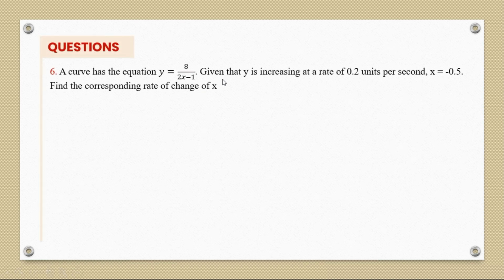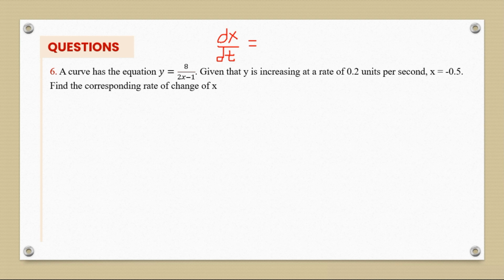Alright, so next let's move to question number 6. We're being told that a curve has the equation y is equal to 8 over 2x minus 1. Then we're told that y is increasing at a rate of 0.2 units per second and x is equal to negative 0.5. Find the corresponding rate of change of x. So that means we are looking for dx/dt. So let's first create the chain rule formula for it.